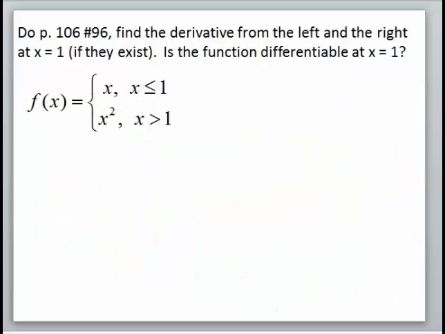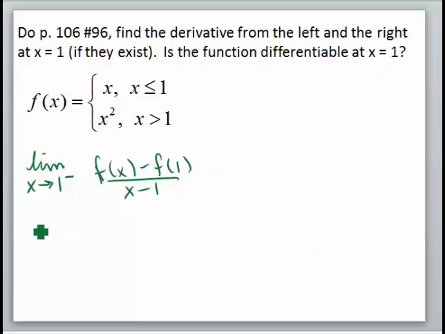The last problem that I'm going to discuss in this unit is this particular piecewise function, and again I'm asked to find the derivative from the left and from the right. So here I will do the limit, or the derivative from the left and right, and I'm going to use the alternate form of derivative. So the limit as x approaches 1 from the left. From the left would be this one right here. So it would be f of x minus f of 1 all over x minus 1. And I'm going to put in that function.